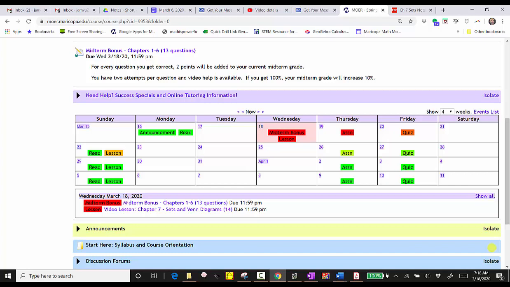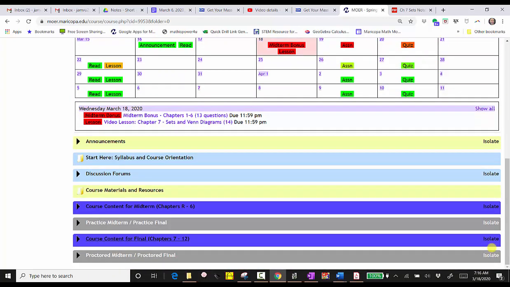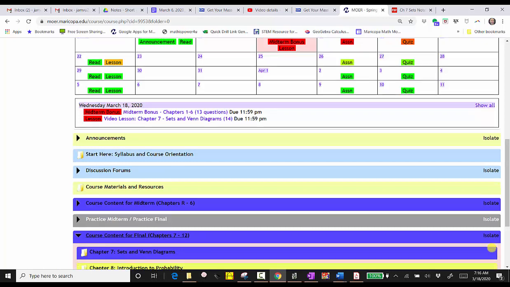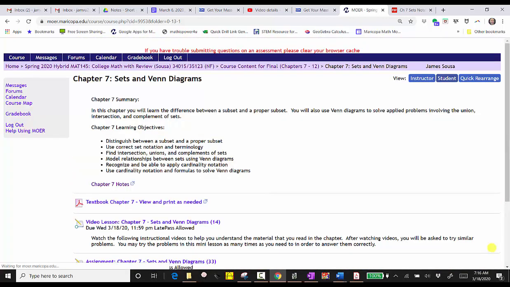I also want to point out how you can print out the Chapter 7 notes. If you scroll down to the course contents for the final, click on Chapter 7, you can view and print the Chapter 7 notes here, which should be very helpful. The notes have definitions, as well as several examples.